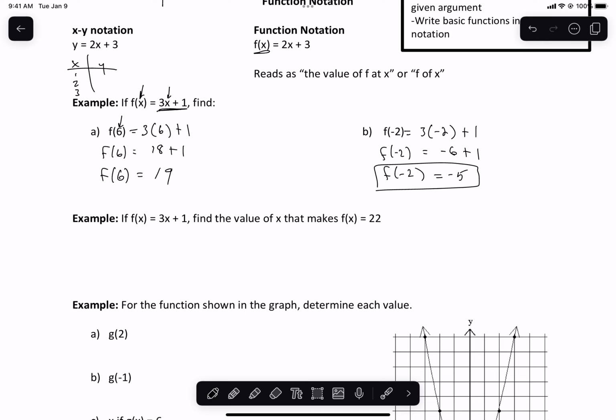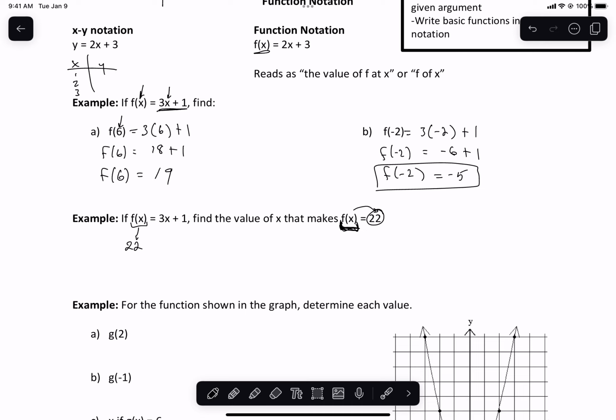Okay, so no different. We've done this before when we solve linear equations. I've been given different information and I can solve for the other one either way. So you can see here f of x is 22. Wherever I see the f of x, I'm going to replace it with 22. Where do I see f of x? Right here. So if I see f of x anywhere, it's 22.